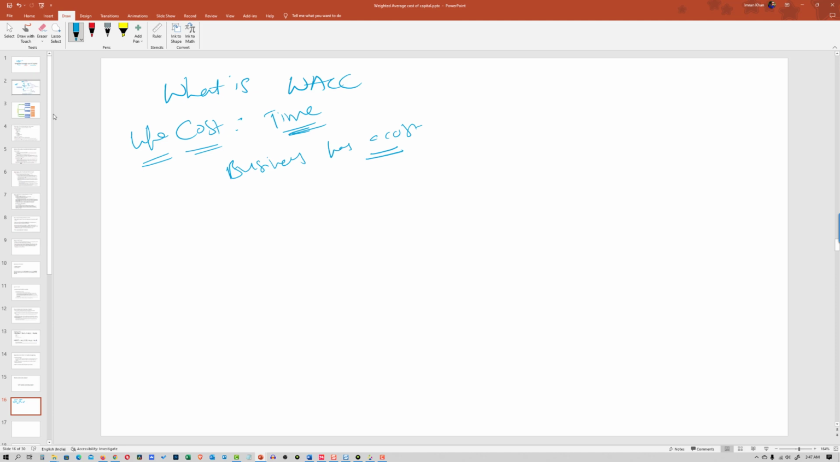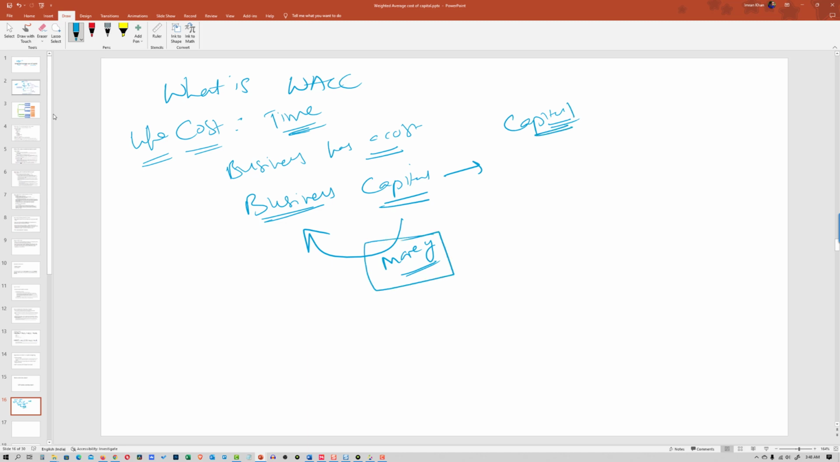Okay, so business needs capital. The word capital means the money that is invested in your business. Capital is nothing but money that has been invested in business. And the official term in the finance world is capital. So what is the capital that has been invested in the company? Right? So you need money to invest in your business. Let's call it capital. So whenever we say capital, we're talking about money that we're investing in our business.